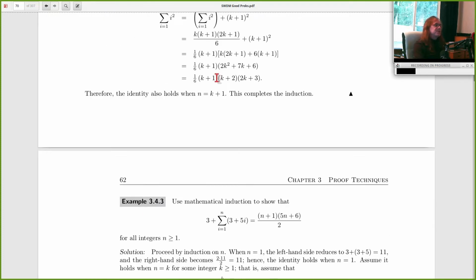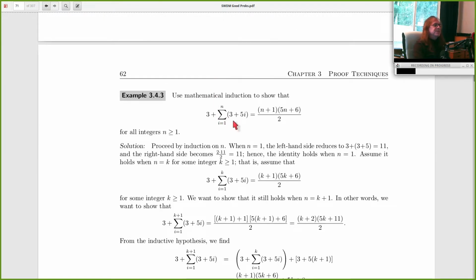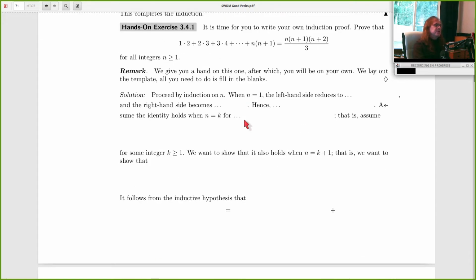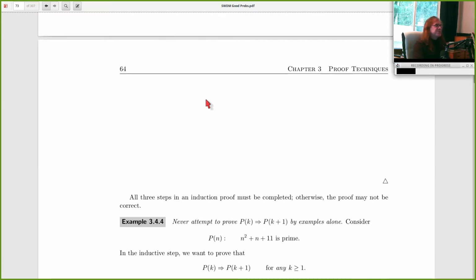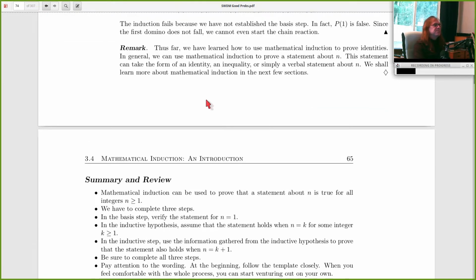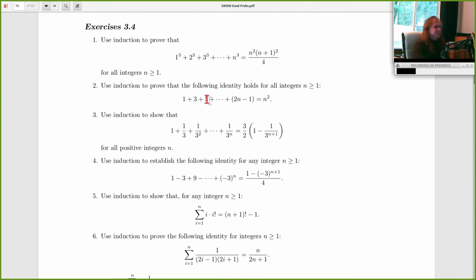There's a sum of squares, right? Here's a weirder example, still algebraic, but kind of bizarre. Sum of 3 plus 5i plus 3 equals this interesting looking formula. So you can work through those. And then there are exercises at the end of that section. So from this section, questions 1, 5, and 6.